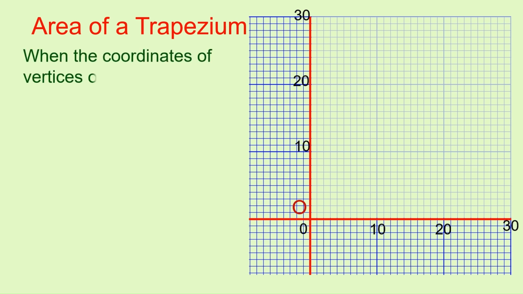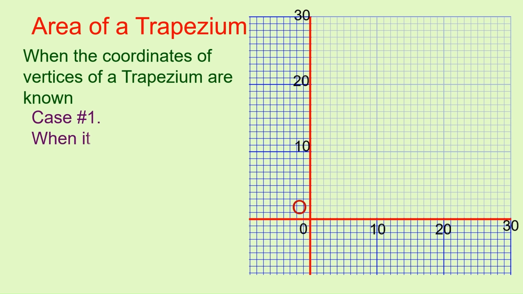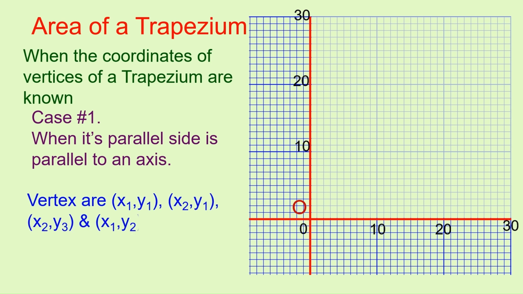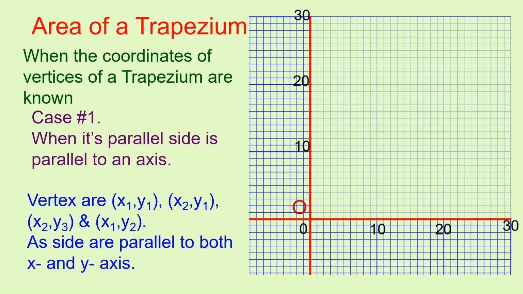Area of a trapezium when the coordinates of vertices of a trapezium are known. Case number 1. When its parallel side is parallel to an axis. Vertices are x1, y1; x2, y1; x2, y3; and x1, y2. As sides are parallel to both x and y axis.